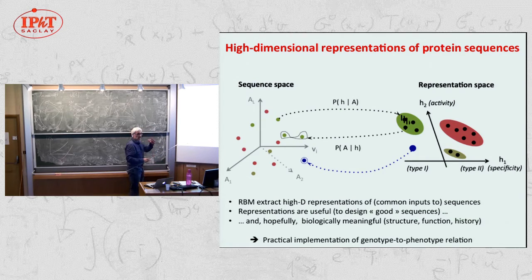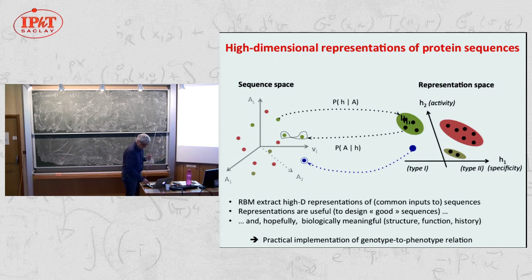So I'm not saying that RBMs are the final solution to this problem, but they are a practical solution, even an imperfect solution, to the genotype-phenotype mapping, because they do that. They tell you that if the H's are aligned along the phenotypic direction, I mean the biological features, then they should tell you how you determine the phenotype from the genotype and back.